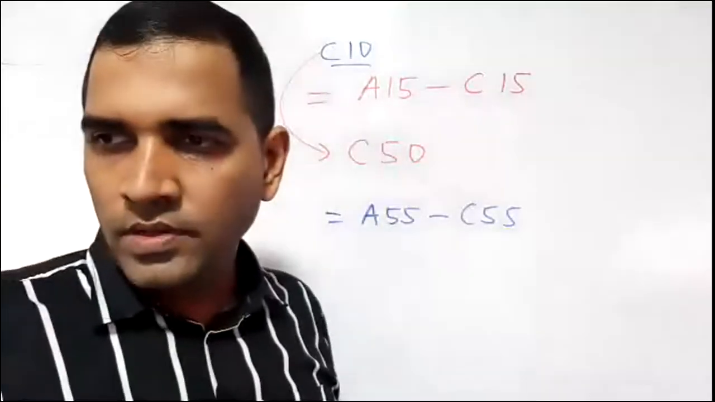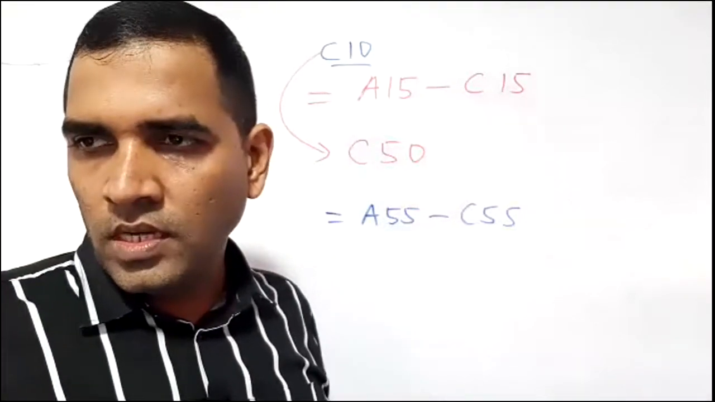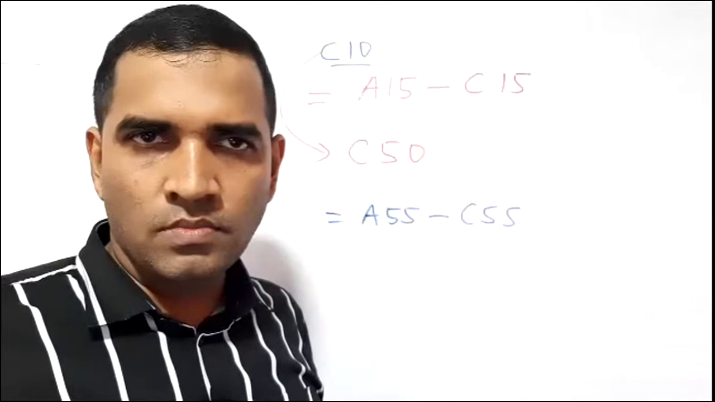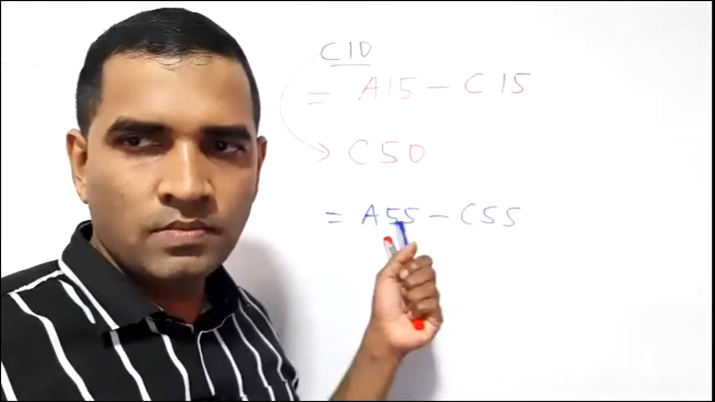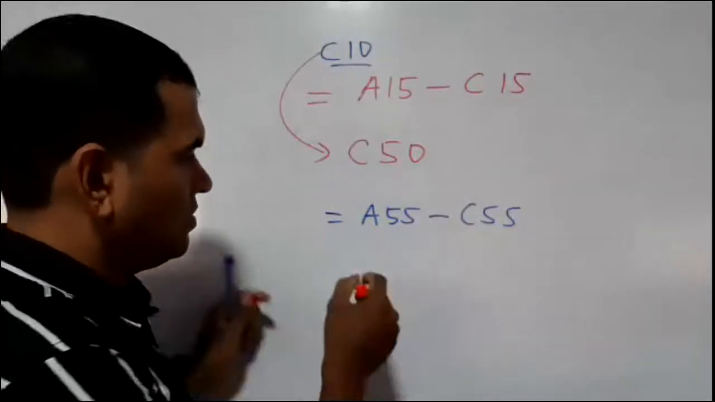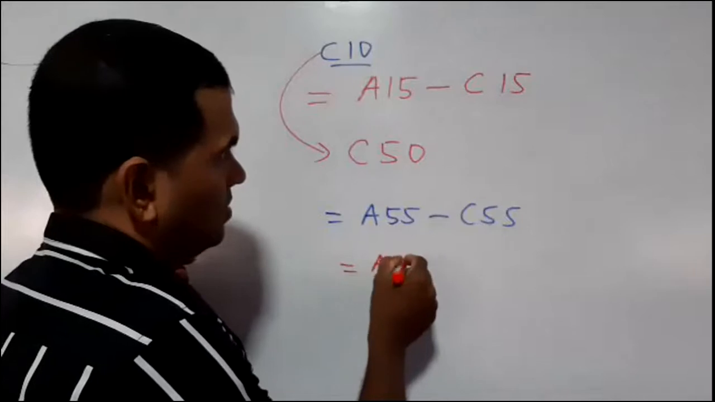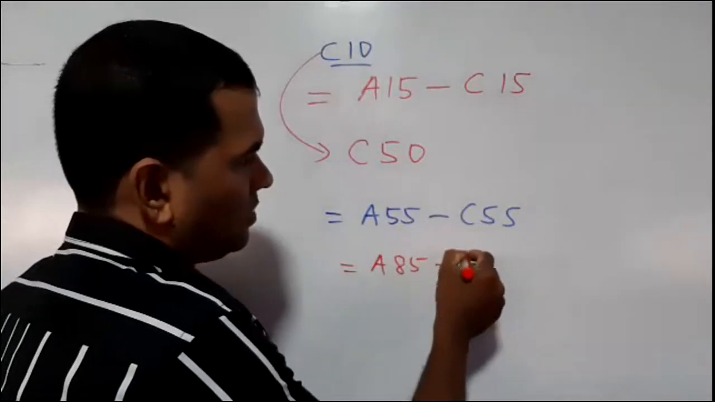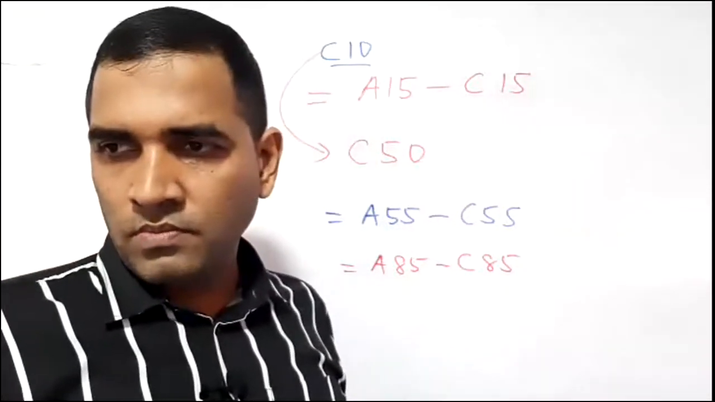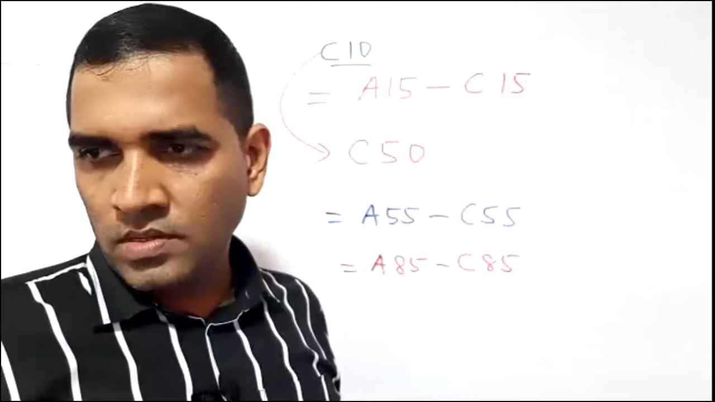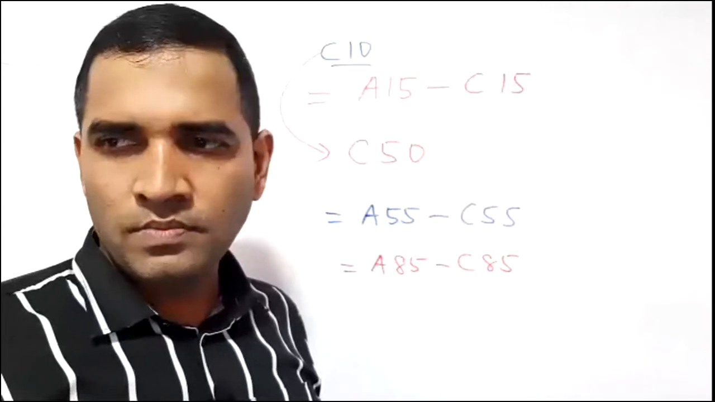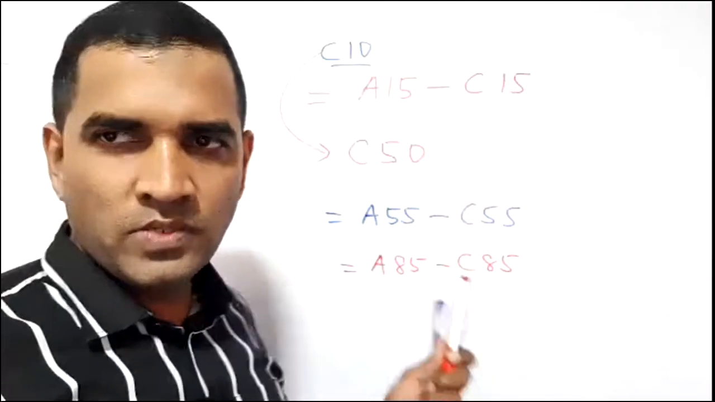Okay, let's check. Let's ask one more. Ashwini. Yes, sir. Is it correct? A85. No. So tell your answer. A85, C85. Yeah. Aditya. Yes, sir. Which one is correct? Or do you have any other option? First one is correct.